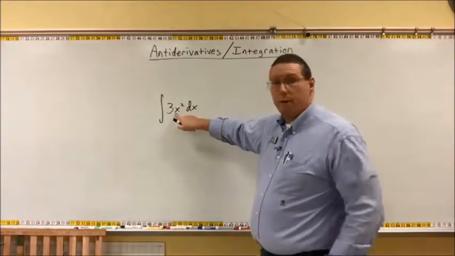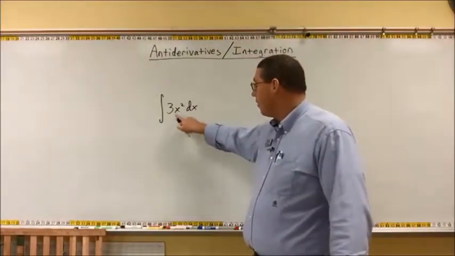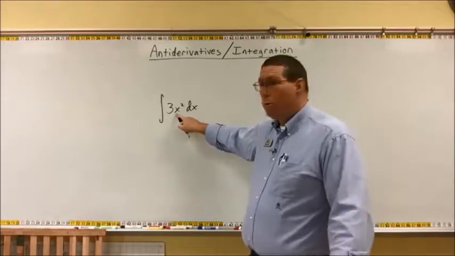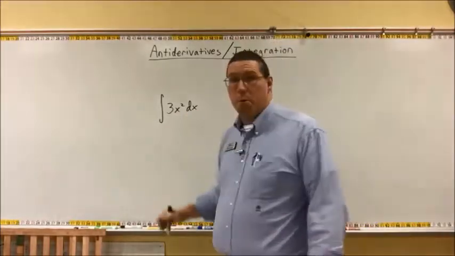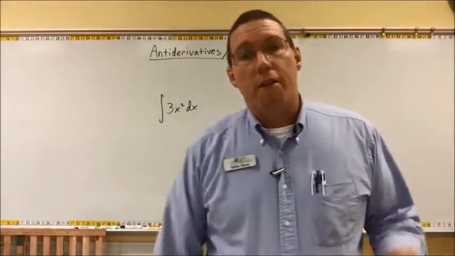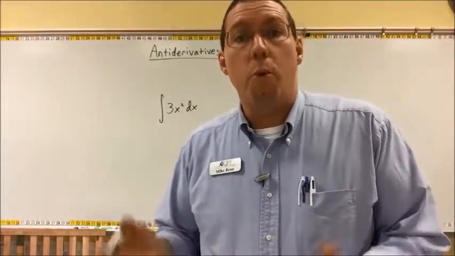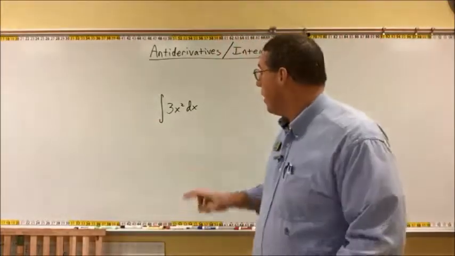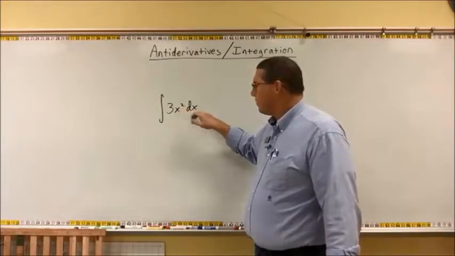Unless the letter you're integrating is the letter t, then this would say dt. If the letter you're integrating is the letter u, then this would say du. This piece is very, very important. It tells you the input variable that you're integrating with respect to. So what we would say is integrate 3x squared with respect to x.